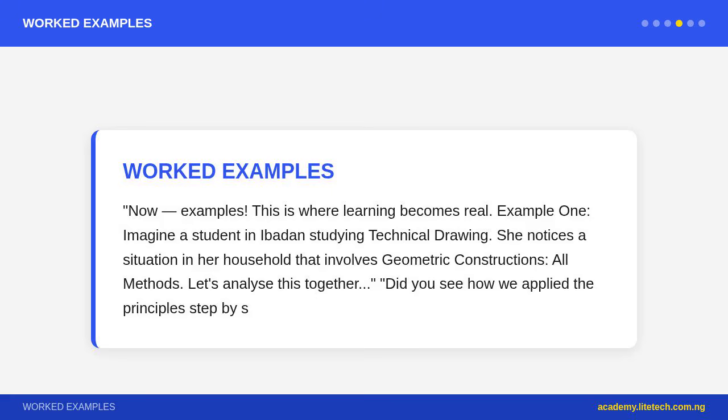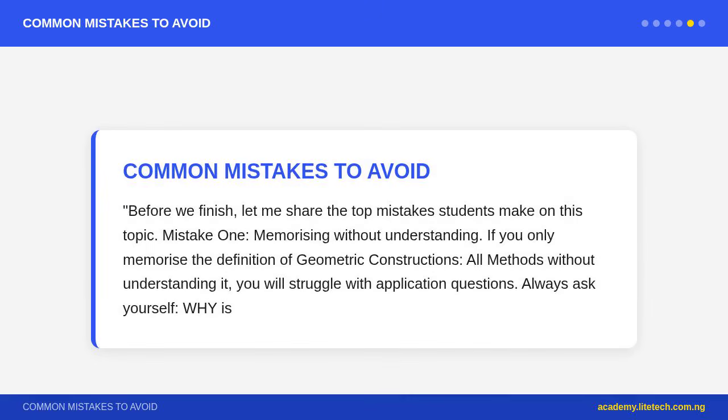Before we finish, let me share the top mistakes students make on this topic. Mistake 1. Memorizing without understanding. If you only memorize the definition of geometric constructions, or methods without understanding it, you will struggle with application questions. Always ask yourself, why is this true?